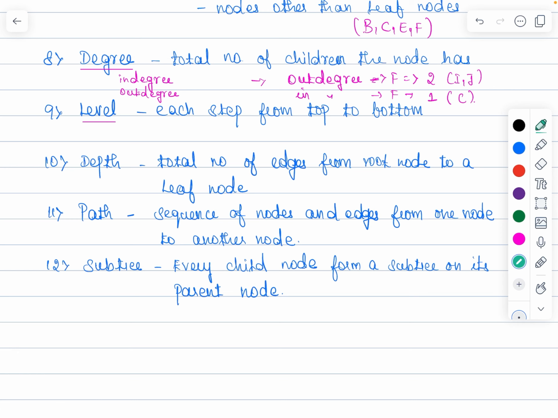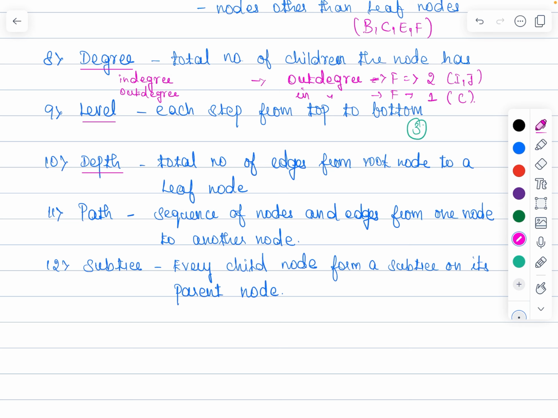And the next is, if you check the example tree structure, the total number of levels it has is 3. And the next one is depth. Depth is nothing but the total number of edges from the root node to your particular node, which is called the depth of the node.